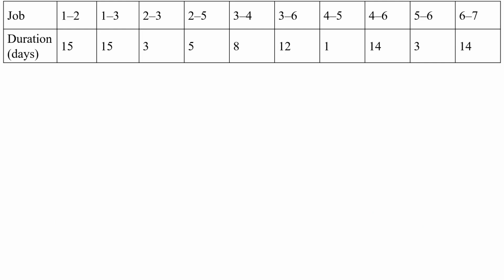So here, the first step is we have to draw a network diagram for the given activities. First activity is 1 to 2. So let's draw the 1 to 2 activity. Next we have to draw the activity 1 to 3. So from event 1 we have to draw another activity, that is 1 to 3.